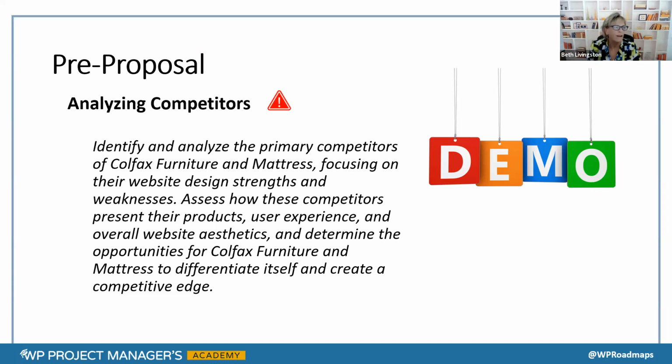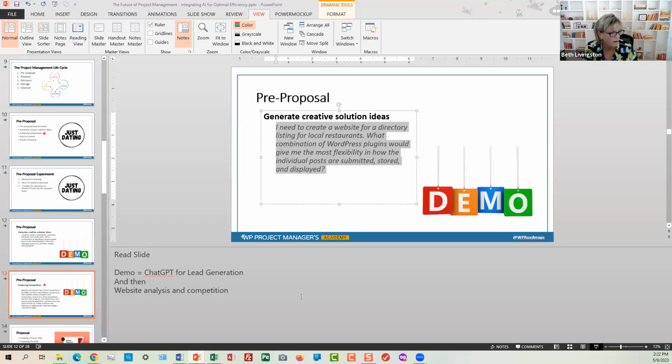So I went ahead and said, okay, let me come up with something to try to get it to analyze competitors. So I asked it, identify and analyze the primary competitors of Colfax Furniture and Mattress, focusing on their website design strengths and weaknesses, assess how these competitors present their products, user experience, and overall website aesthetics, and determine the opportunities for Colfax Furniture and Mattress to differentiate itself and create a competitive edge. If I go back to ChatGPT, I have to exit out of here in order to do that.